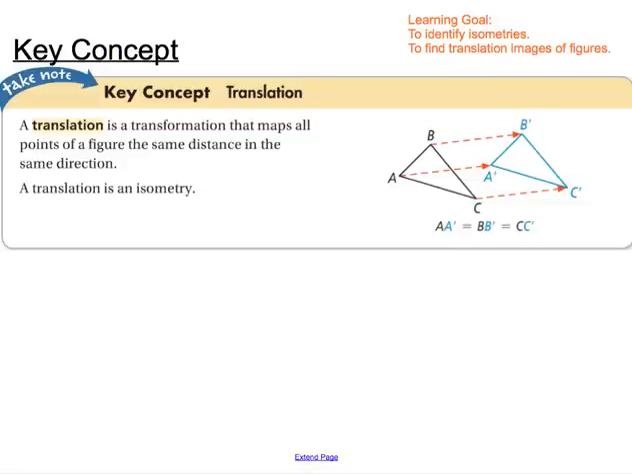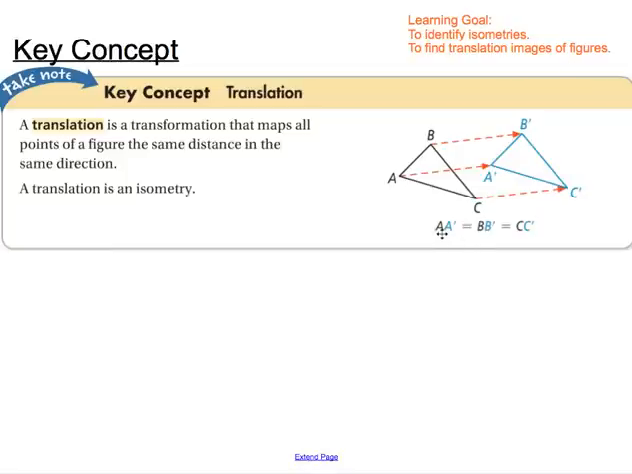So this lesson actually covers translations. A translation is a transformation that maps all points of a figure the same distance in the same direction. And a translation is an isometry. So remember that two figures after a translation will still be congruent.